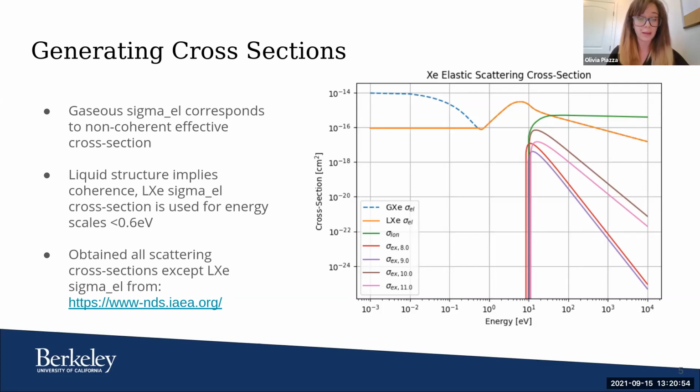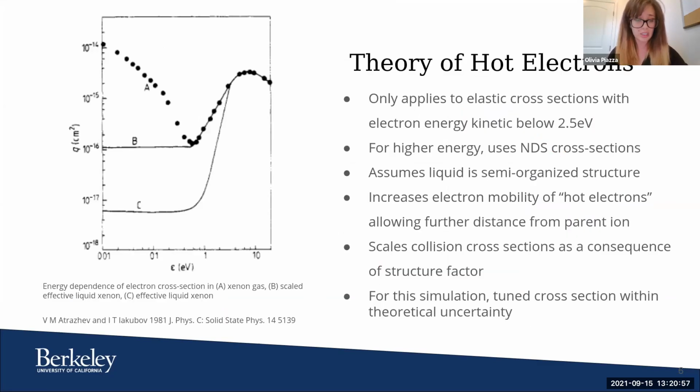The energy loss per collision for this effective sigma is assumed to be proportional to the relative velocity of the electron-ion interacting pair. So key to this simulation, we utilized the Cohen-Lekner theory of hot electrons. In the context of this simulation, it's important to emphasize that this theory only applies for elastic collision cross-sections below 1 electron volt. For higher energies, the Nuclear Data Service Group elastic cross-sections are used. In this theory of hot electrons, Cohen and Lekner assume that the liquid xenon forms a semi-organized structure creating a liquid lattice. Because of this structure, there's a structure factor introduced that allows electrons of higher thermal energy than the surrounding liquid lattice to travel a further distance from its parent ion before thermalizing.